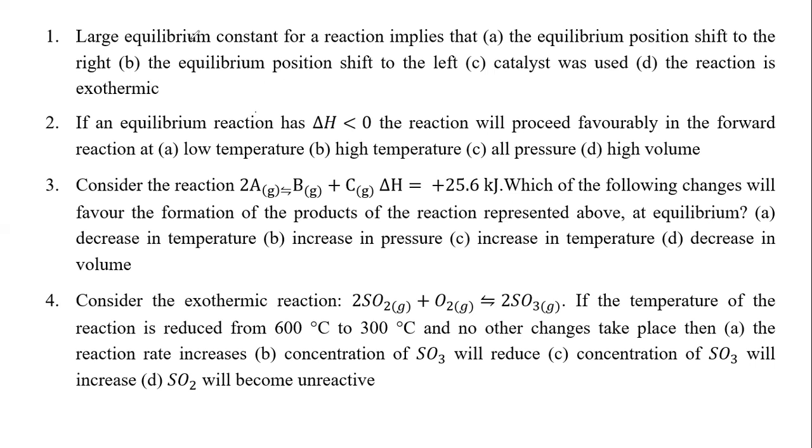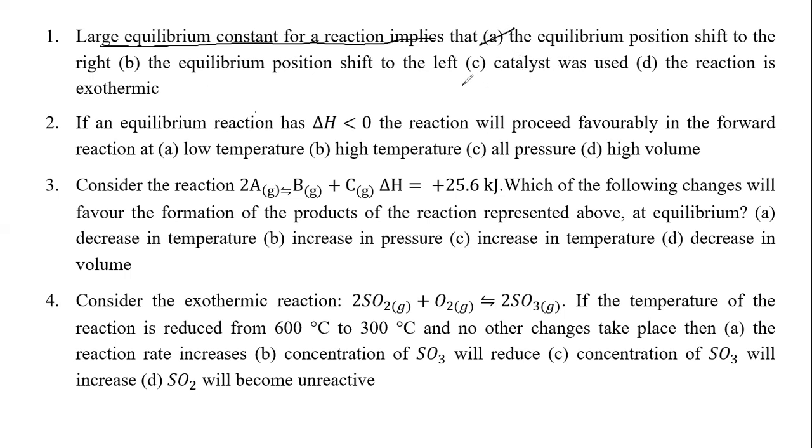Question number 1 says that a large equilibrium constant for a reaction implies that A, the equilibrium position shifts to the right, B, the equilibrium position shifts to the left, C, a catalyst is used for the reaction, D, the reaction is exothermic. When you see that a large equilibrium constant is obtained for the reaction, it means that more product is formed, which means that the equilibrium position shifts to the right, or the forward reaction is favored.